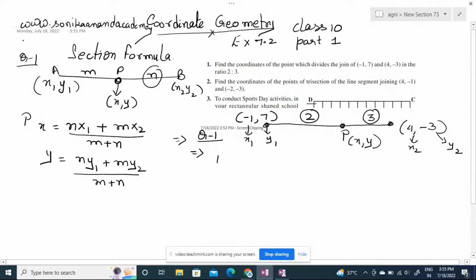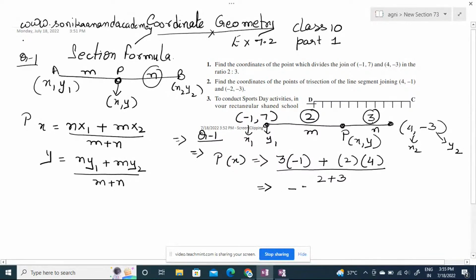So now the coordinate of P for x is equal to, now we have to multiply 3 with -1, because it becomes m and it becomes n. Now 3 into -1 plus 2 into 4. Be careful, otherwise your answer will be wrong. Now m plus n, that is 2 plus 3, and we get -3 plus 8 over 5. That means 5 by 5, and we get the answer 1.